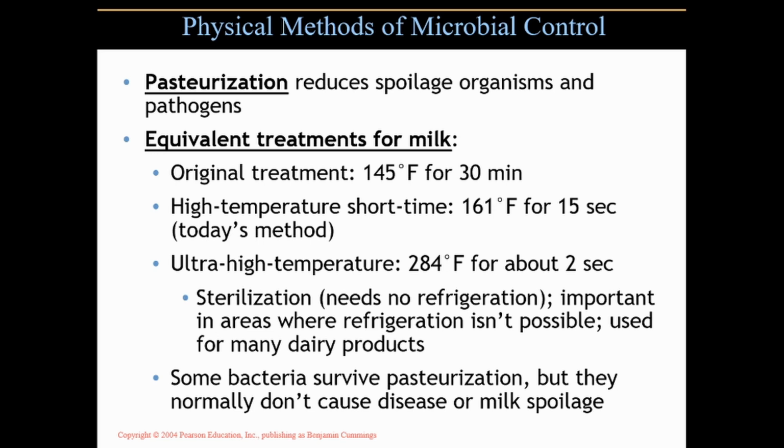The original treatment was 145 degrees Fahrenheit for 30 minutes. So that was maintaining a pretty high temperature for a long period of time, and it was found that that was creating a lot of cost to keep a large quantity of milk at such a high temperature for such a long period of time. Today's method is called high temperature short time: increase the temperature just 16 degrees, and reduce the time from 30 minutes to 15 seconds. That's today's method that would be used in a dairy, for example.